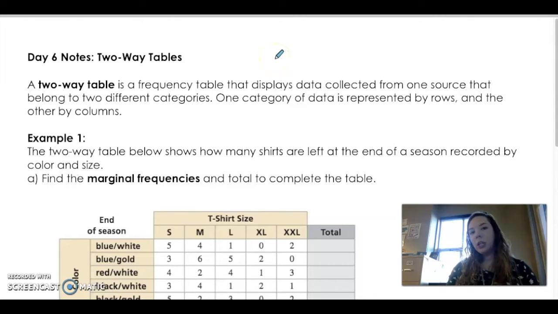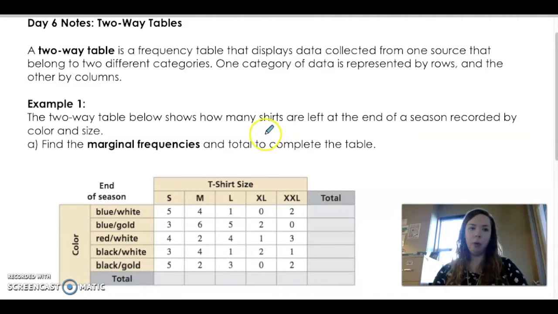All right, so today we're working on two-way tables. A two-way table is a table that displays data collected from one source but two categories. Most frequently we're asking one person about two different things. One category of data is in our rows and one is in the columns. And again, most of these usually have to do with people, and then they're asked two different things.